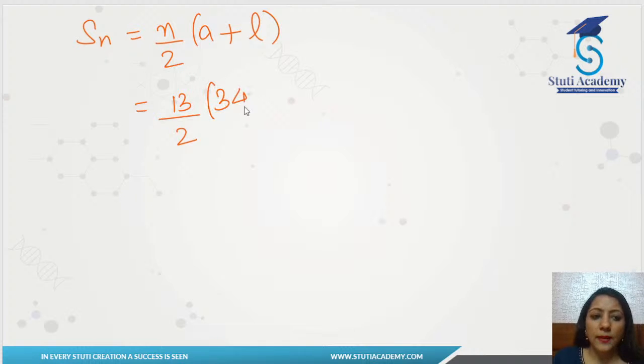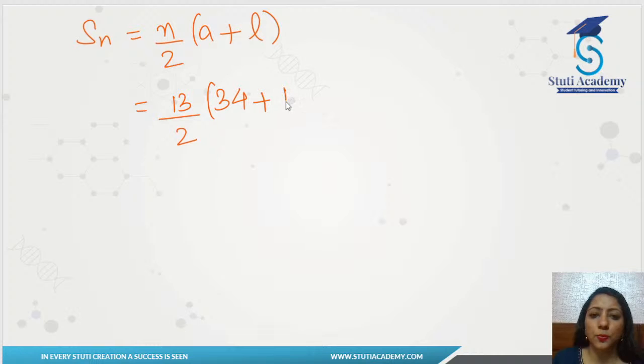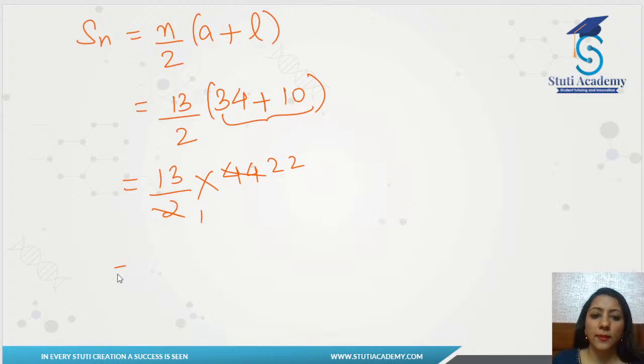This is 34. And the last term we know is 10. It's 10 here, I'm going to put 10 here. So let us solve this. We will get 33 upon 2 into, we can just add these two. We'll get 44 here, and we can cancel out and we'll get 22 here. So this is 13 into 22.